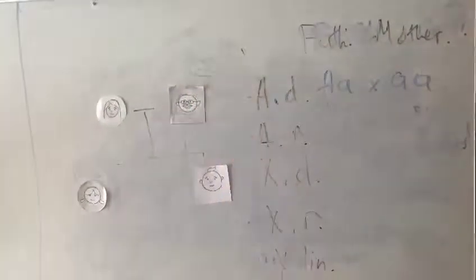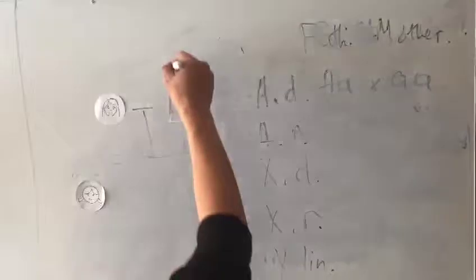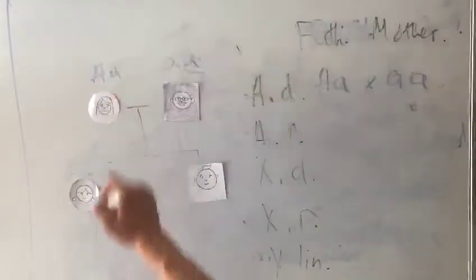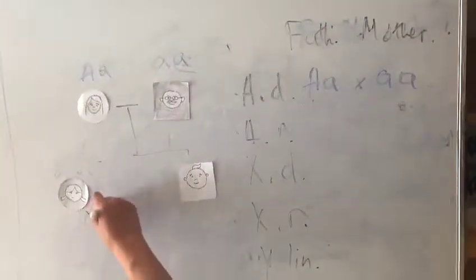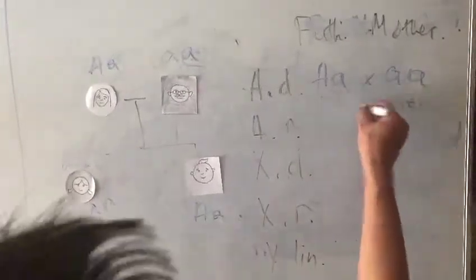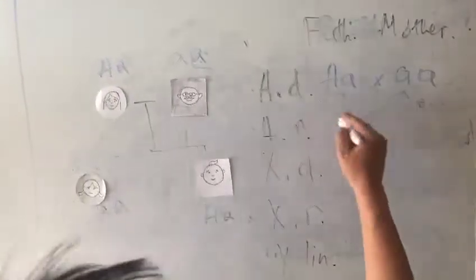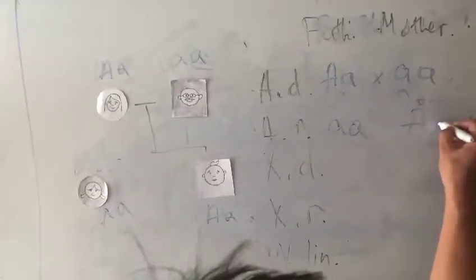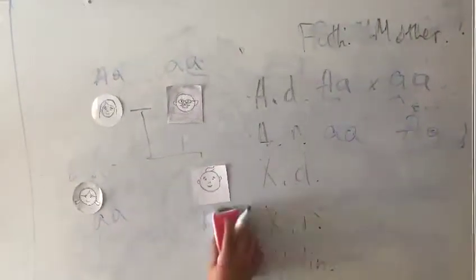Next one will be autosomal recessive. For this, the father should be homozygous recessive and the mother heterozygous. So as a result, the daughter will be homozygous recessive and the son will be heterozygous. All of these are the same as the previous one, just the mother's and father's genes are changed.